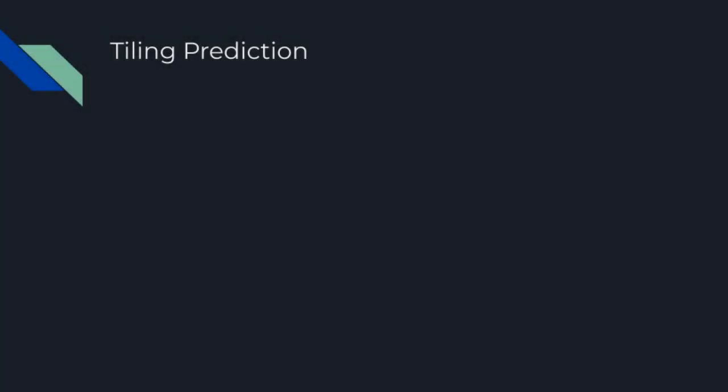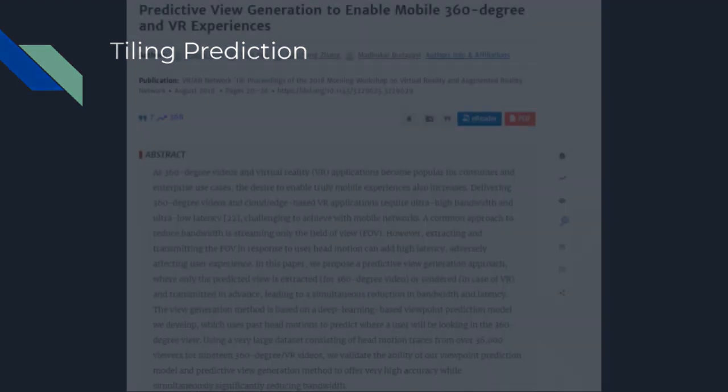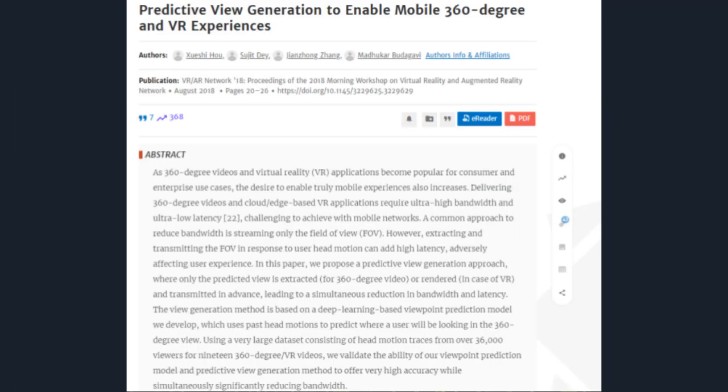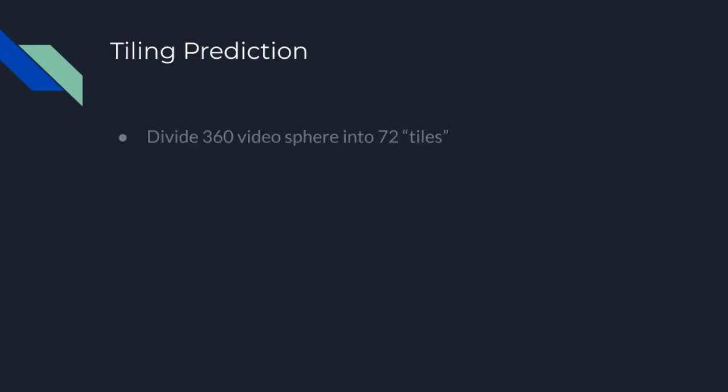The next viewpoint prediction method we'll discuss is tiling prediction. For the purposes of demonstration, I'll use this paper as a reference for the implementation and results of this method. We call this method tiling because it divides the 360 video sphere into a number of tiles or rectangular segments. A larger number of tiles will increase accuracy, but a smaller number of tiles will lessen computation. This study suggests that 72 is a good balance.